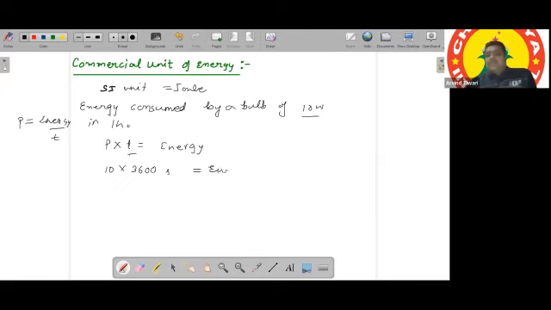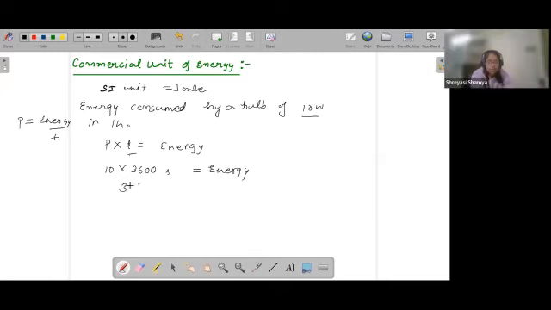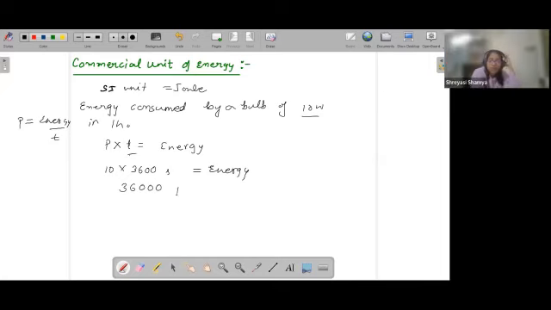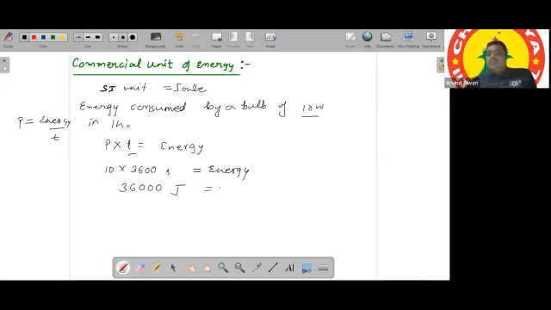So how much electrical energy is utilized by one bulb? 3.6 into 10 to the power 4 joules. Okay, so this much electrical energy is utilized just by a single bulb, and that also of power just 10 watt.